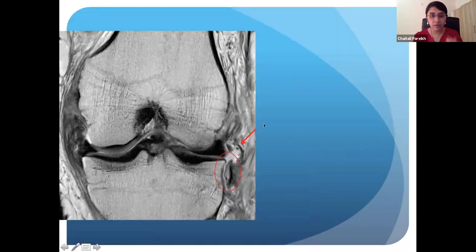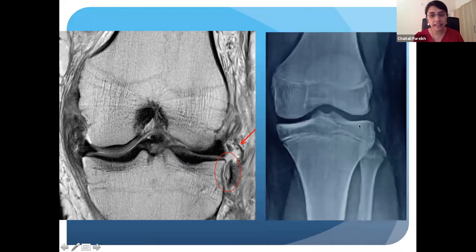And don't forget, whenever you see an ACL injury, there'll be a lot many injuries associated with it. Most of them are obvious, like a meniscal tear or a medial collateral ligament injury. The thing that you often miss would be a Segond fracture because it's a very small fracture. So you can see that this is a tiny anterolateral tibial plateau fracture, which is at the attachment of the anterolateral ligament. And again, these fractures are better picked up on an X-ray. Similarly, you can have small fractures at the posterolateral corner. So again, these fractures will be better picked up on an X-ray. So make sure to look at the radiographs along with an MRI.